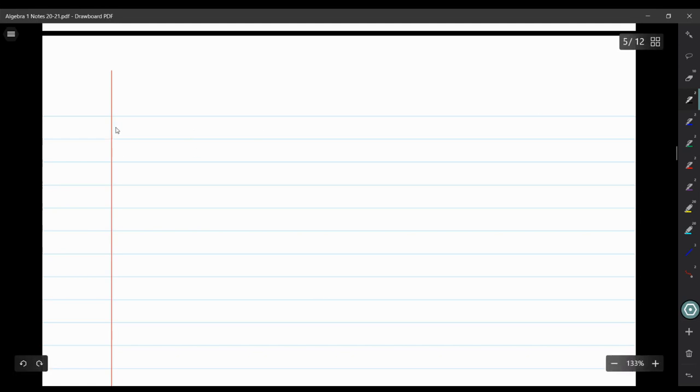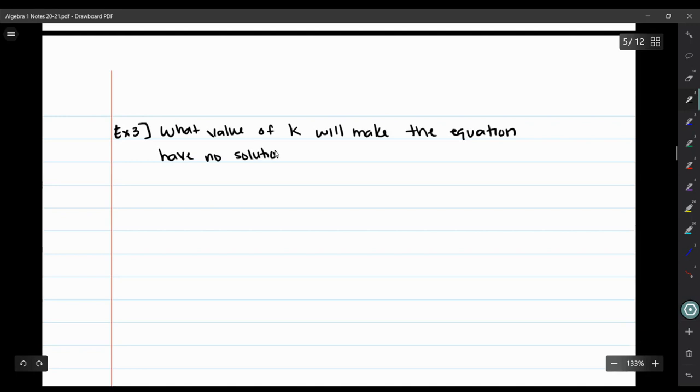So example 3. This is going to take a little bit of writing for the question part. So example 3, what value of k will make the equation have no solution? Okay, so the equation that we are working with is the following. k parentheses x plus 3 equals 5x minus 6.